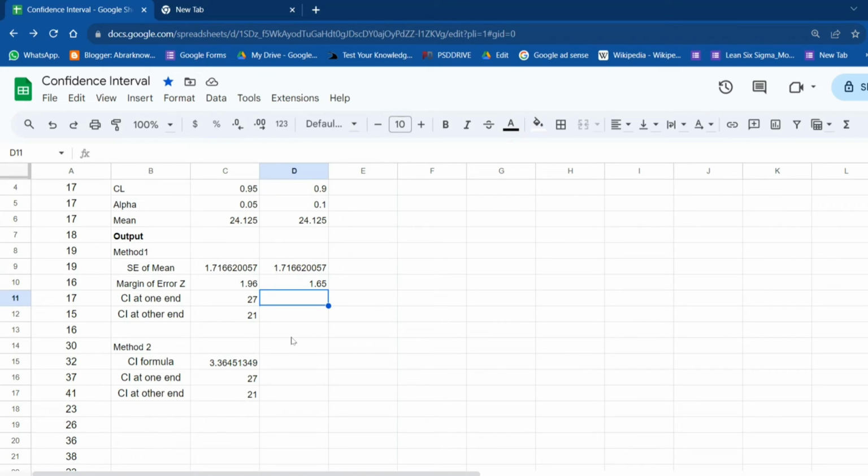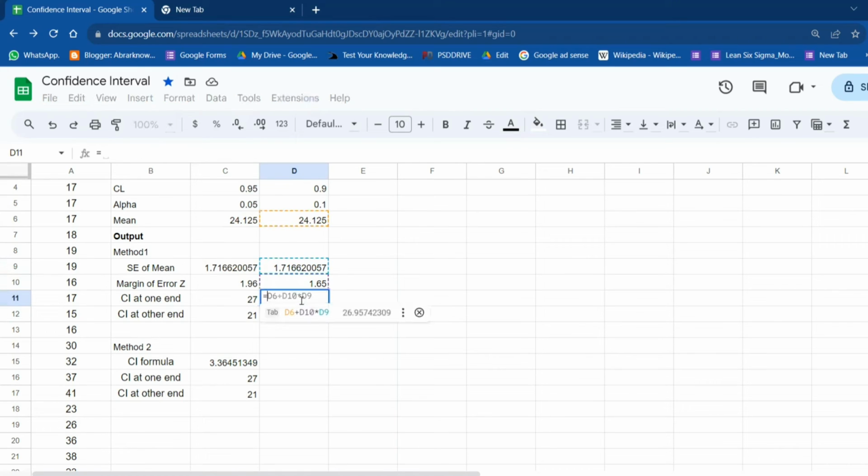Confidence interval, right, equal to the similar value, 26. And similarly, you can also calculate this, right? Almost the similar value we are getting. For these two, we are going to get the similar value also. Okay. Standard error of mean. Yes. So this is the same value we are getting.